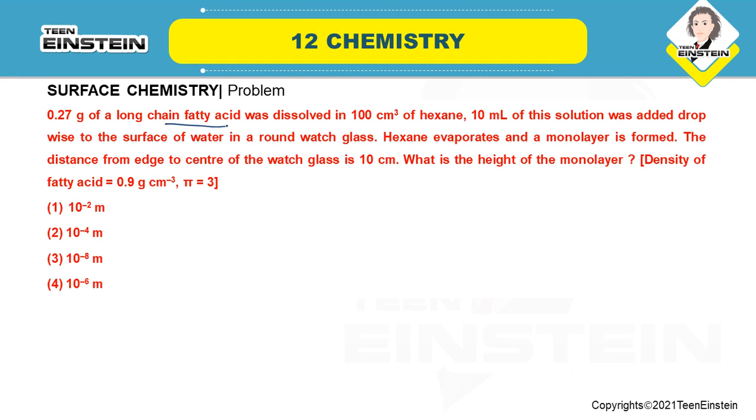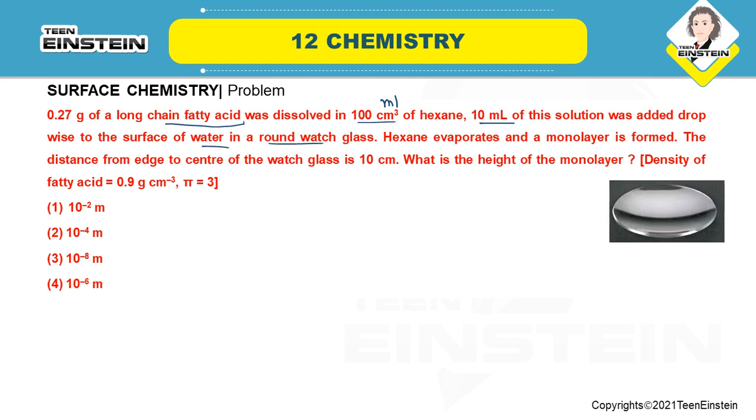0.27 g of a long chain fatty acid. Just like this palmitic acid problem we have solved, it was dissolved in 100 centimeter cube of hexane, that is 100 ml actually, ml and cc are the same. Now out of this 100 we have taken 10 ml of this solution and added it dropwise to the surface of water. Now this water is taken in a round watch glass. Watch glass looks like this. Hexane evaporates and a monolayer is formed.